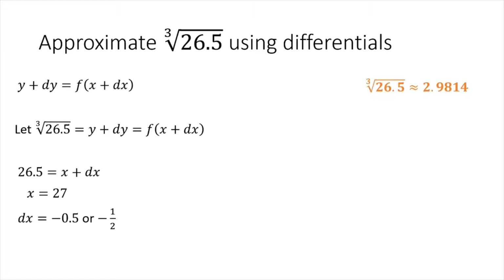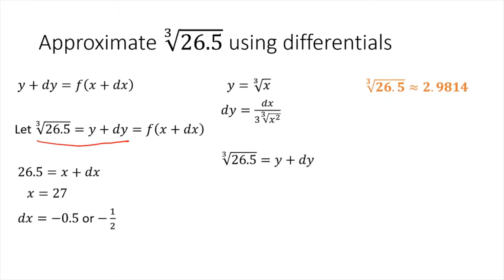Next, let's make an equation out of the operation involved. Again, this is taking the cube root of a number. So we can represent this as y equals cube root of x. And then take the differential of y. This will give us dx over 3 cube root of x squared. Then next, let's focus on this equation. This is now our final working equation for this problem: cube root of 26.5 equals y plus dy.